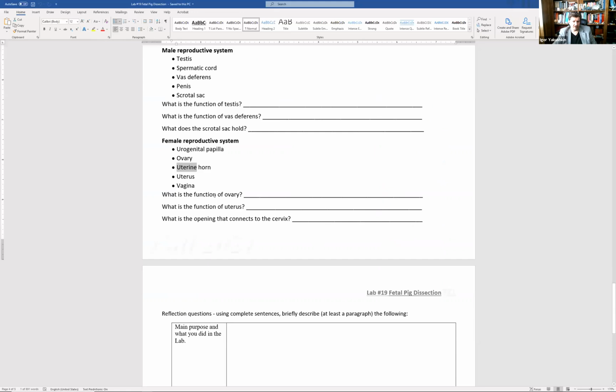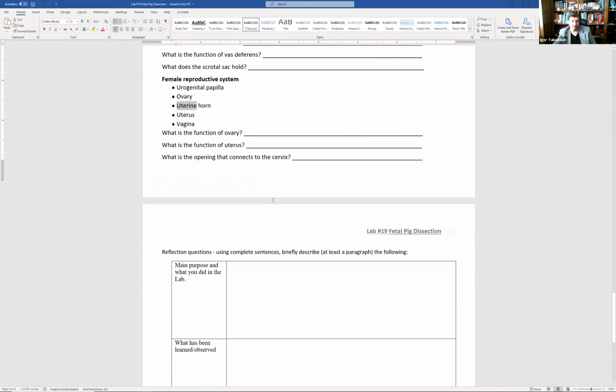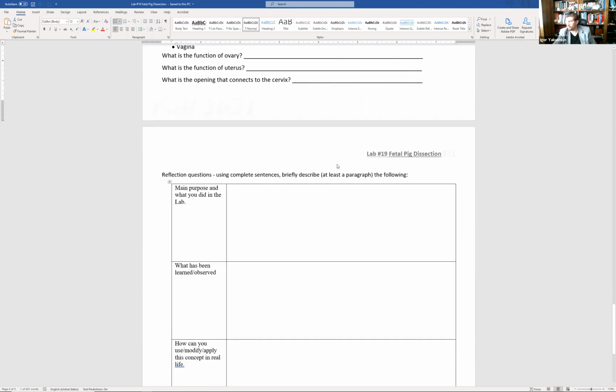All right, so what is the function of the ovary? To produce eggs. What is the function of the uterus? Uterus is basically where the fertilized egg will embed itself and will continue the development. What is the opening that connects to the cervix? That would be vagina. And we are done for today.